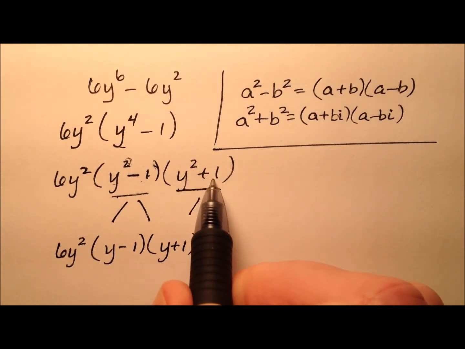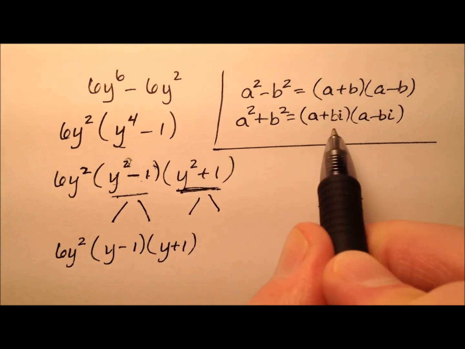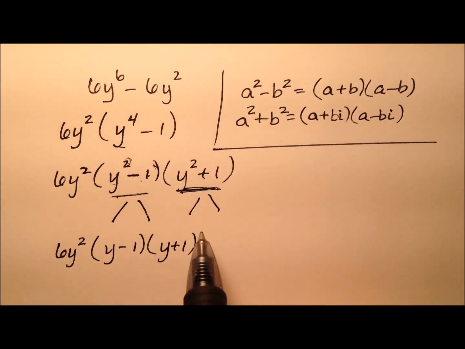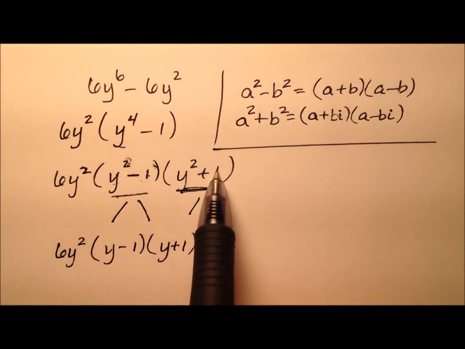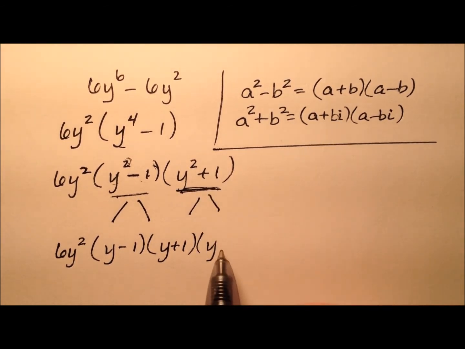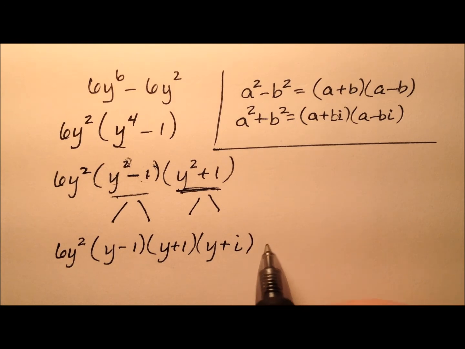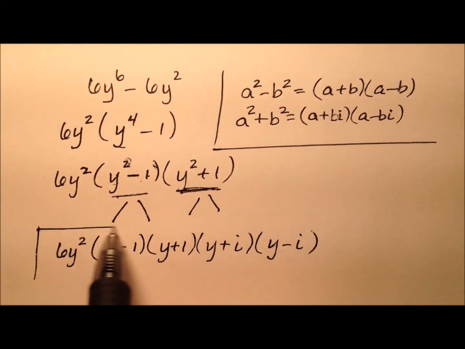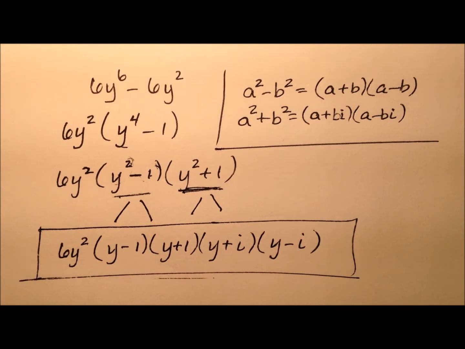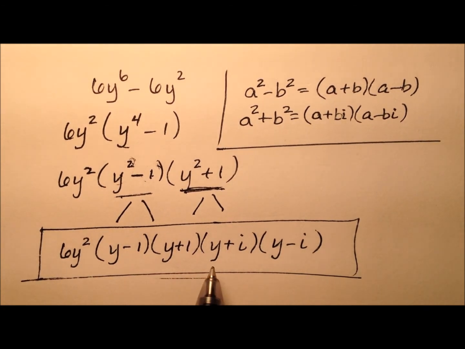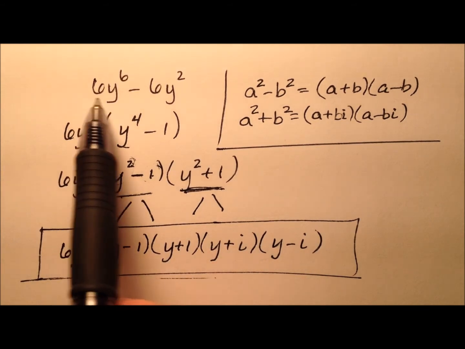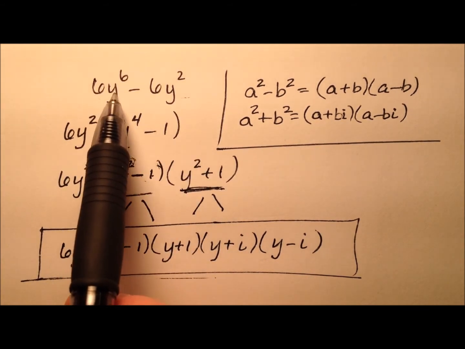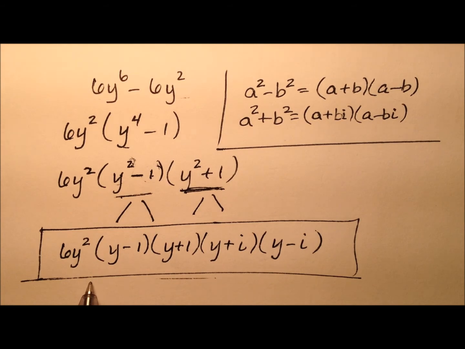And our y squared plus 1 sum of squares will factor very similarly. So the square root here is y, and the square root of 1 is 1, but we have to put an i with it, so 1i, so I'll just put i, and then y minus i. So this will be the full factorization, taking into account complex numbers as well, for the initial binomial expression, 6y to the 6th minus 6y squared.